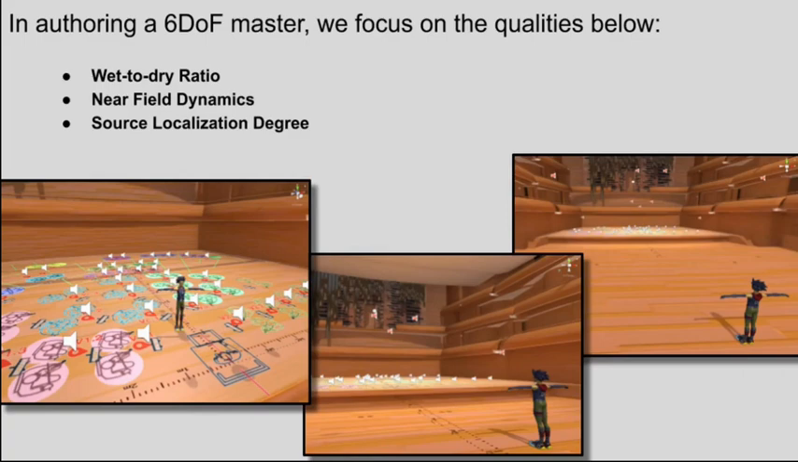Wet-to-dry ratio controls the balance between room sources and instrumental sources. Near-field dynamics controls the quality and amount of sonic zoom that is applied when listening very close to instrument sources. Source localization degree controls how clearly a sound source appears to emanate from a specific location in space.